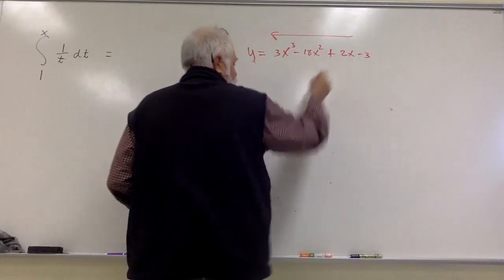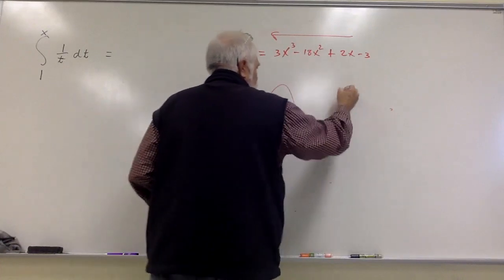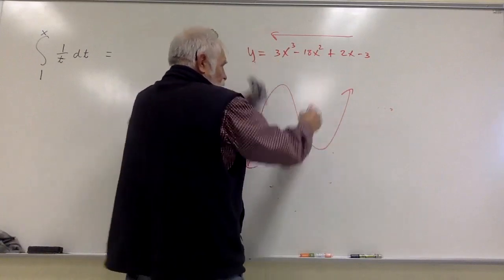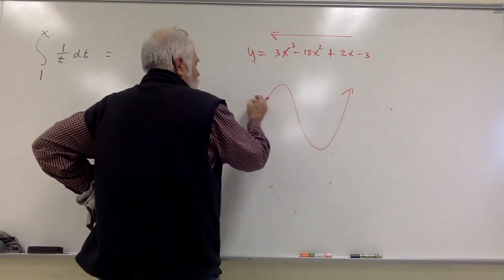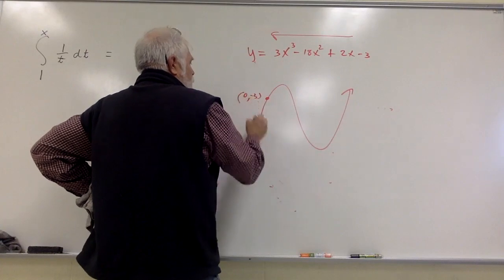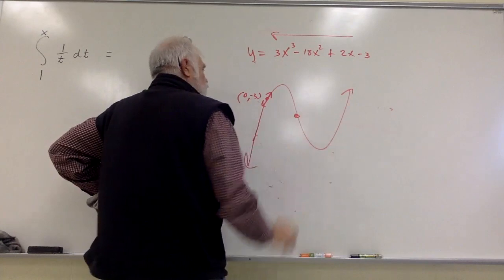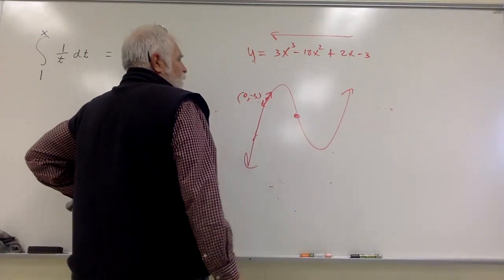All right, that doesn't change the fact that we're still going to get something that probably looks like that, although this is going to make it turn quicker. So we still got our 0, -3. We're still going up to 2, 1. Looks like the point of inflection is right there. We're going to find that coordinate now.